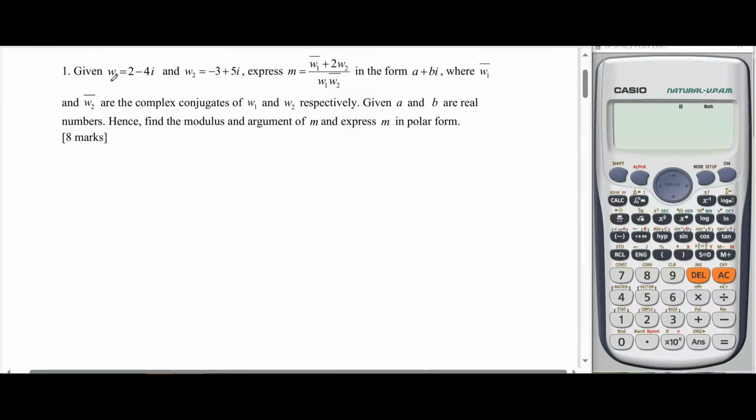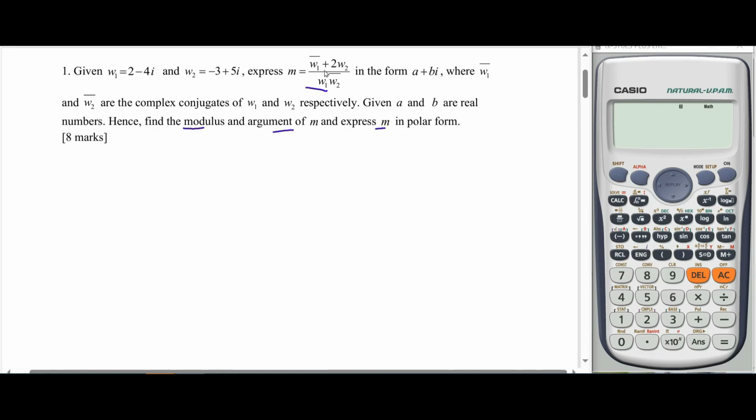Hi everyone, in this video we're going to discuss our test here. Given that we have two complex numbers, we need to express this in the standard form, meaning we simplify this operation. Then given that a, b are real numbers, you need to find the modulus and argument of m and express the complex number m in polar form.